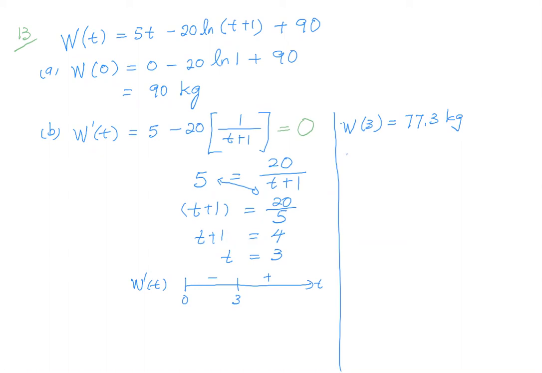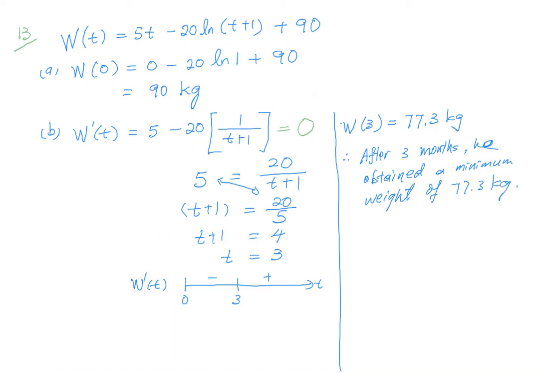So therefore, after 3 months, the question says find the minimum weight obtained. After 3 months, he obtained a minimum weight of 77.3 kg. Done. You get me?